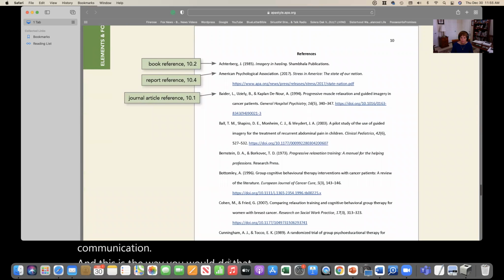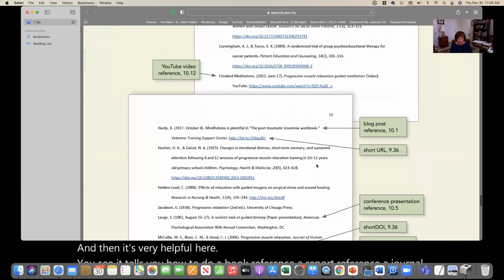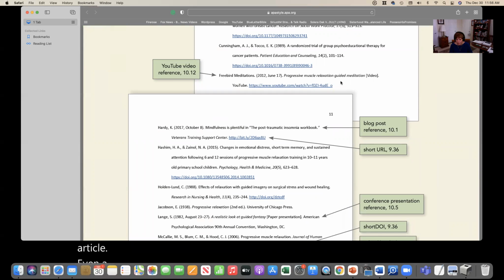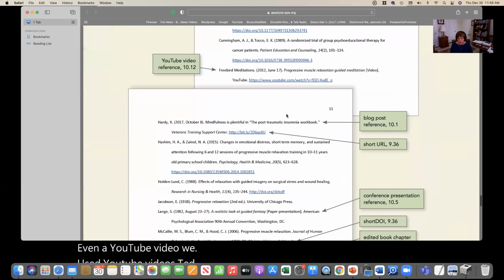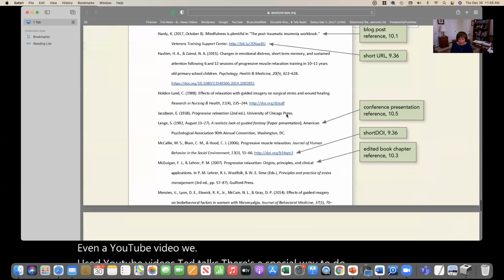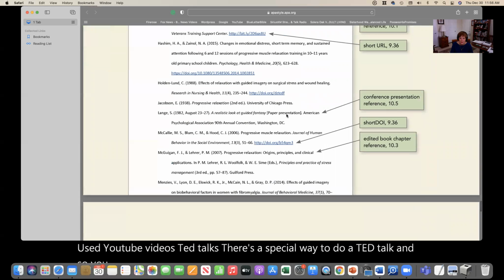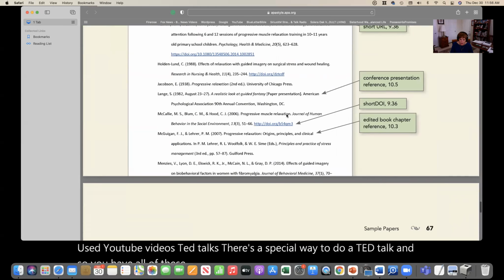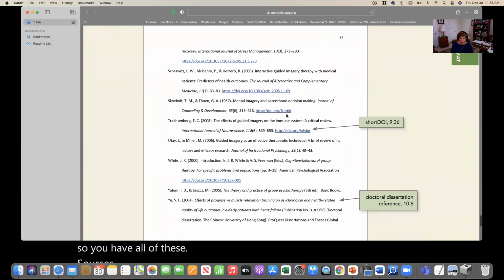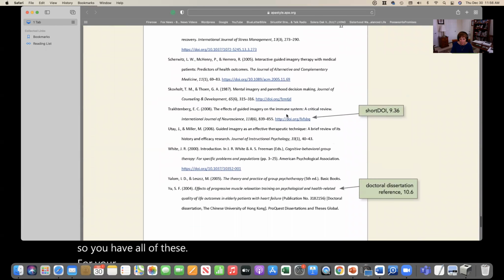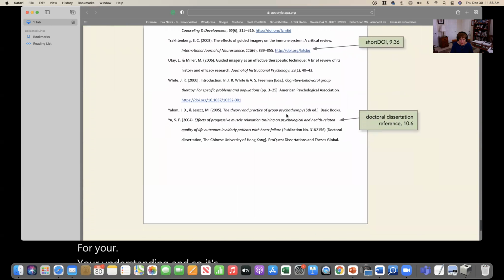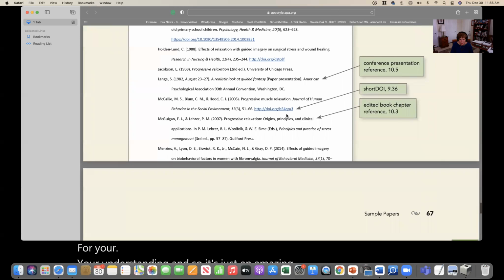And then it's very helpful here. You see, it tells you how to do a book reference, a report reference, a journal article, even a YouTube video. We use YouTube videos, TED Talks. There's a special way to do a TED Talk. And so you have all of these sources for your understanding. It's just an amazing resource that you have here.